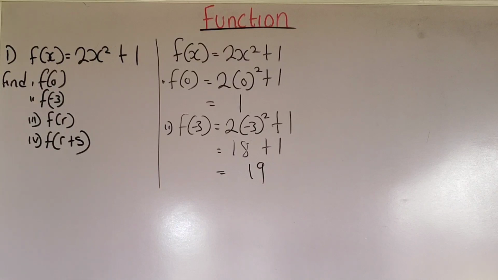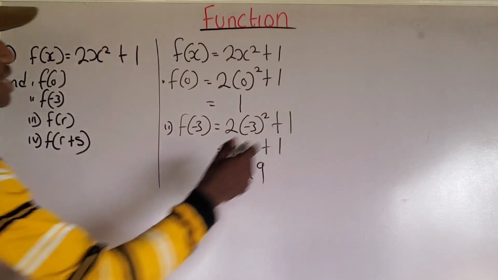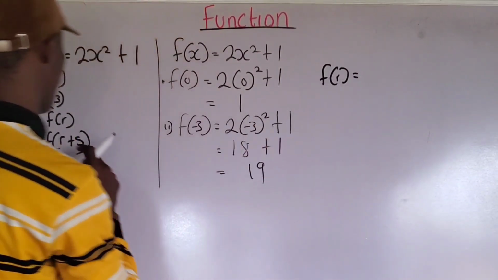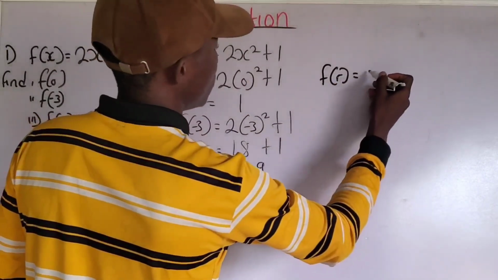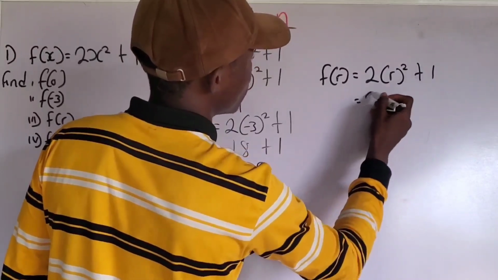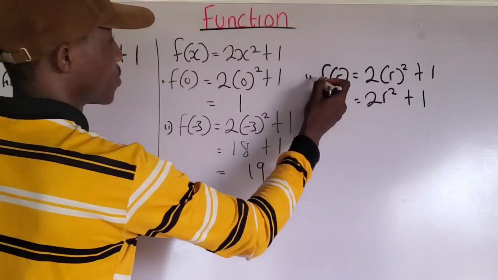Now for the third one, go ahead and try it. Try the third question, which is f of r. All you have to do is replace the value of x as r. You understand? So in that case, f of r will be equivalent to, now when r becomes x, 2 multiplied by r to the power of 2 plus 1, which is what? 2r squared plus 1. You understand? So that is the third question.